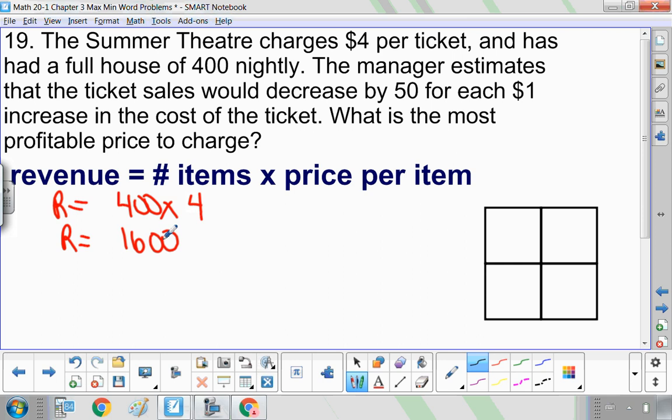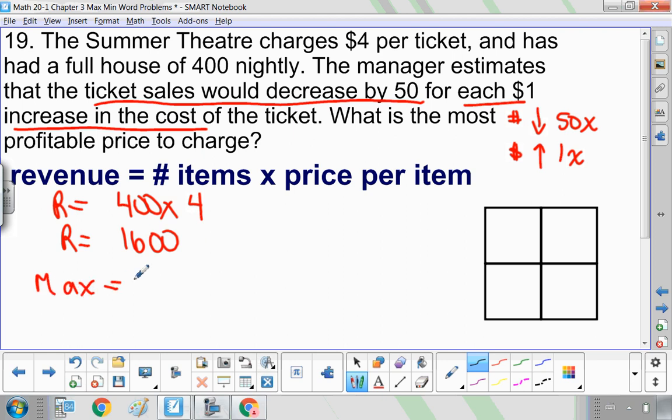But what they find is that ticket sales would decrease by 50, so the number of items would go down by multiples of 50 for each $1 increase in the cost. So every time I increase the cost by multiples of 1. So we want to find out what the maximum revenue is. So let's look at that. I'm going to have 400 tickets, but I'm going to decrease them by multiples of 50 every time my $4 ticket increases by multiples of 1.